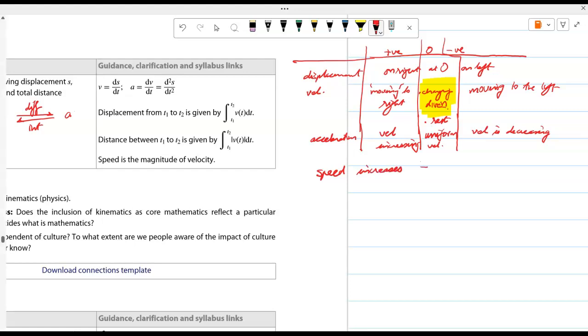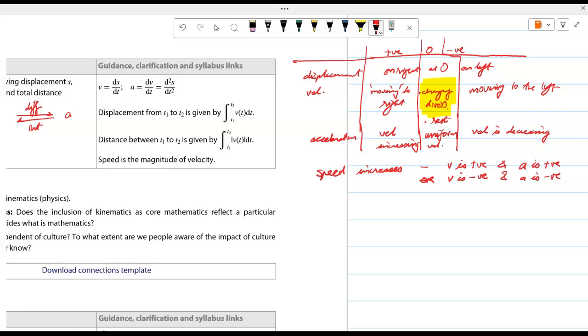Acceleration. Speed increases when velocity is positive and acceleration is positive, or when velocity is negative and acceleration is negative. Both should have the same sign, because this vector should be directed in the same direction.